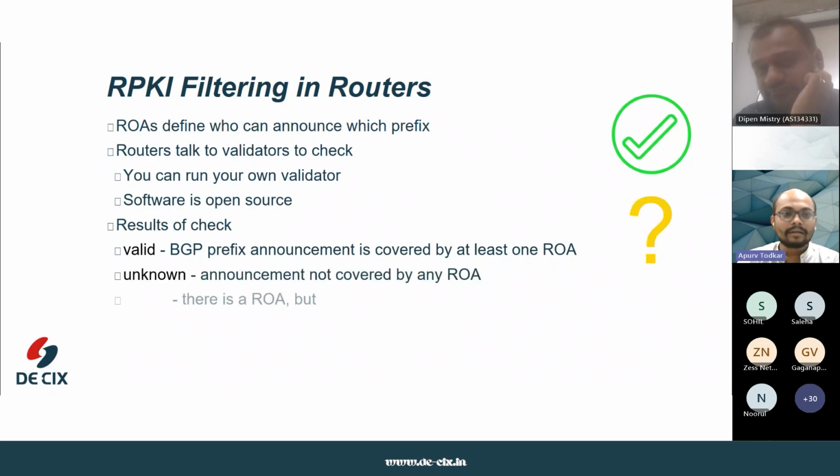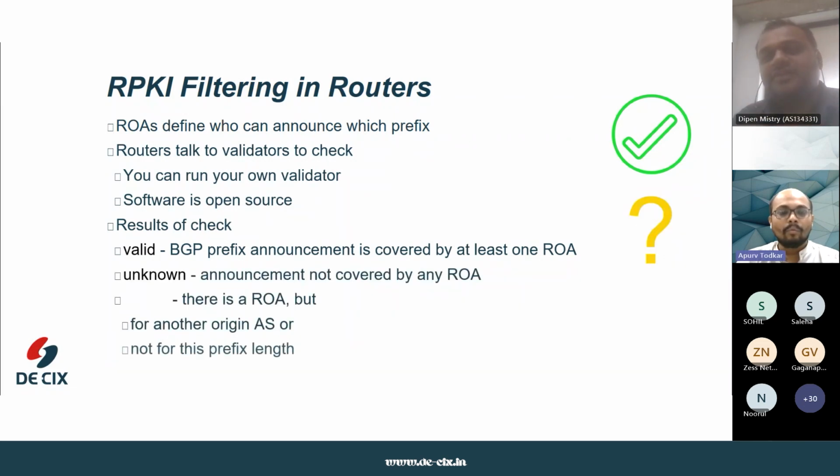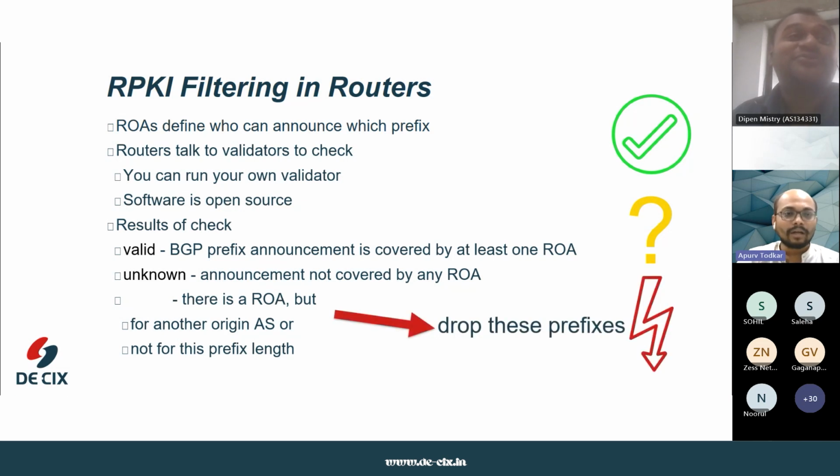The first one is valid. Valid is a prefix which is covered by at least one ROA, and the origin ASN is correct, and the prefix size is within the acceptable range that is defined in your ROA. And the ROA is cryptographically signed, confirming that the announcement is legitimate.